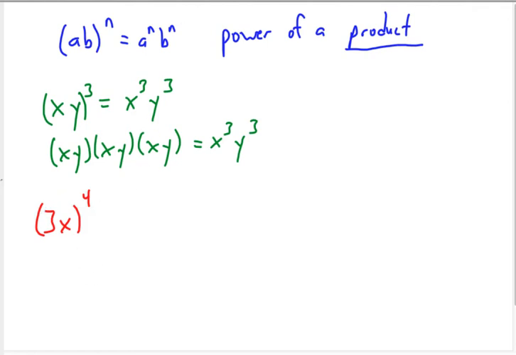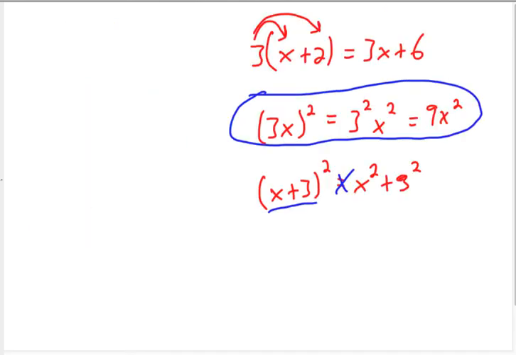So when we get to this next one, we know that this will be 3 to the 4th times x to the 4th, which, well, 3 to the 4th is 81. So that is the simplified answer. Okay, moving along.